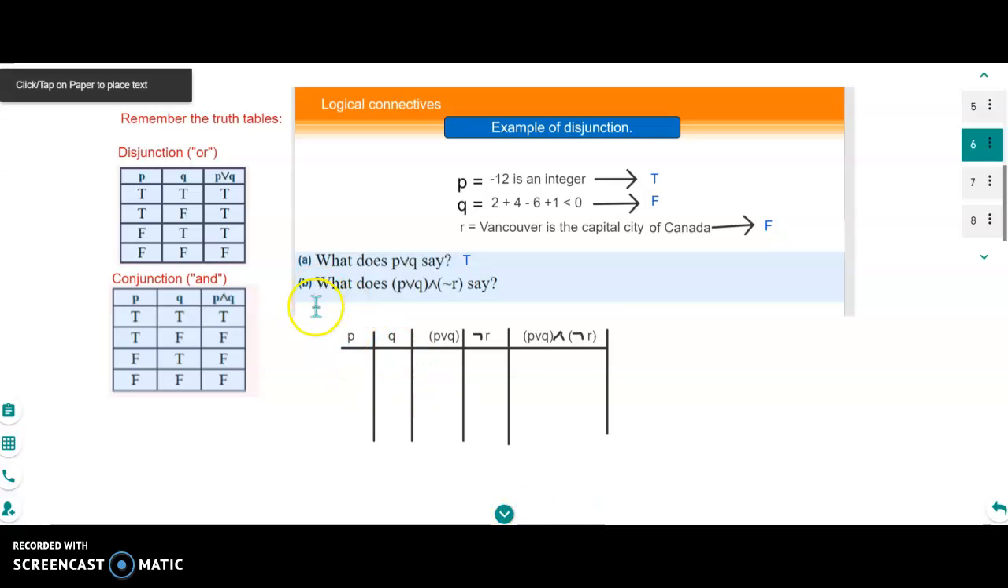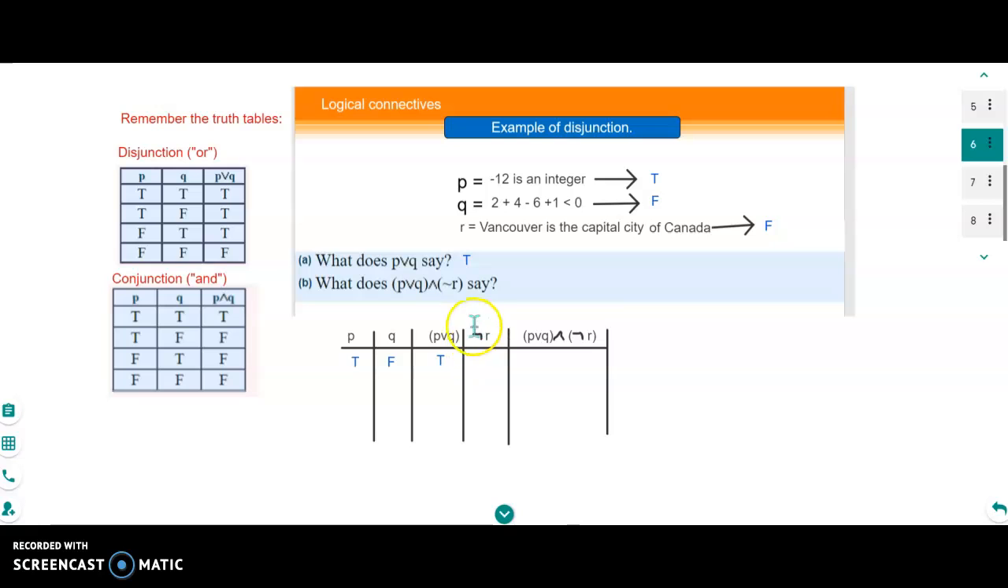Let's start by writing the truth values of P and Q. P we found is true, so we write true here. Q we already know is false, so we write false. P or Q we already determined is true, because true or false is true. Remember that in this case we look at the truth table for disjunction, the word or.